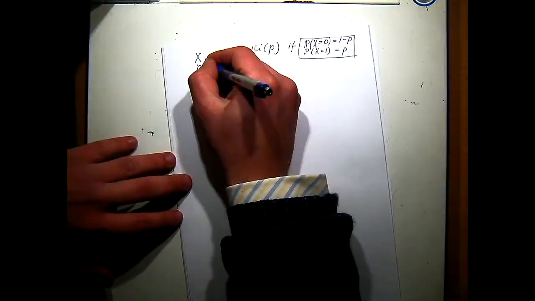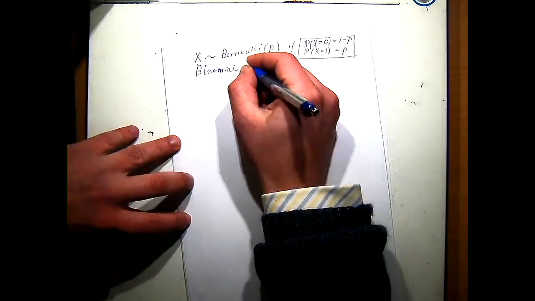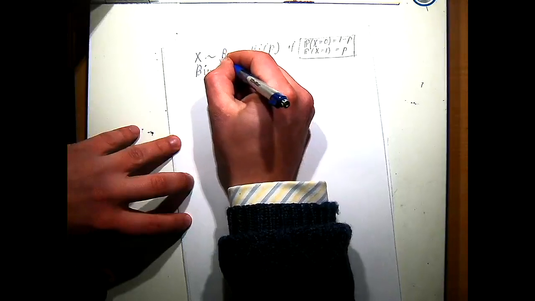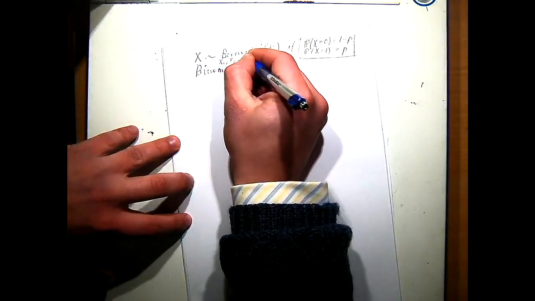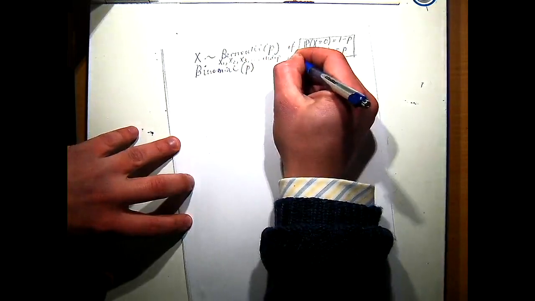So now, binomial. To do the other ones that we're going to derive from Bernoulli, you have to have X1, X2, X3, and so on, independent Bernoulli trials.